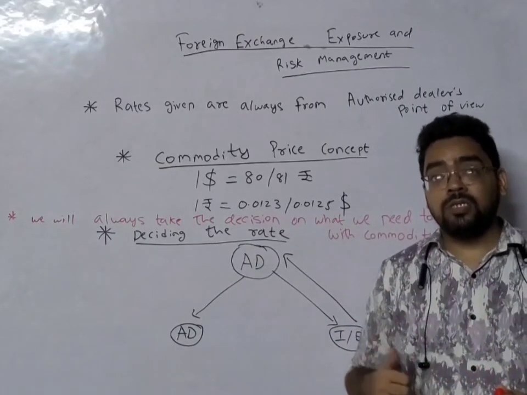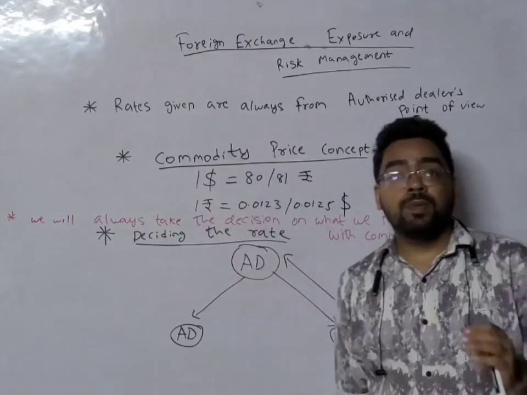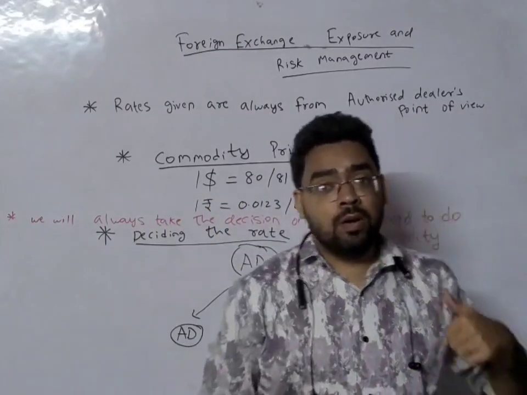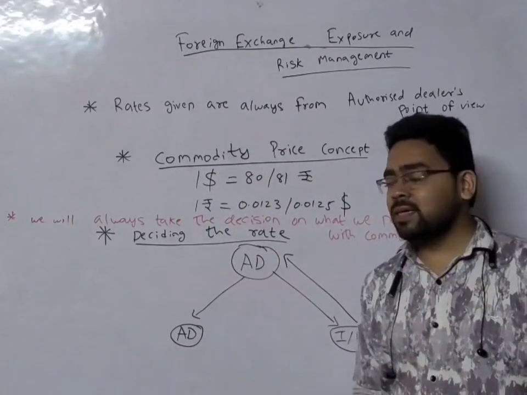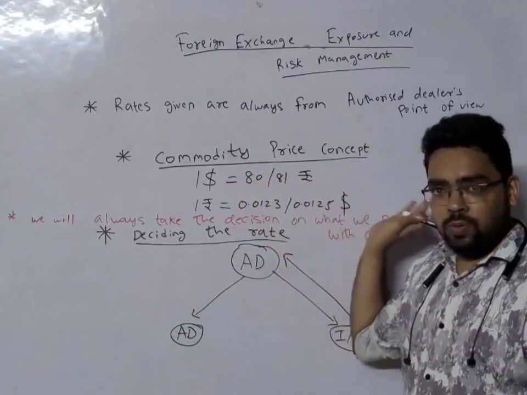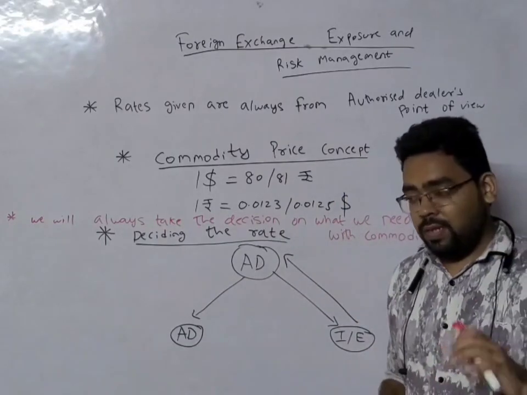The currency which is quoted on your left side will be the commodity, and the currency which will be on your right hand side will be the price of that commodity. Let's see an example. $1 equals to this much rupees and 1 rupee equals to this much dollars. So let's take an example.